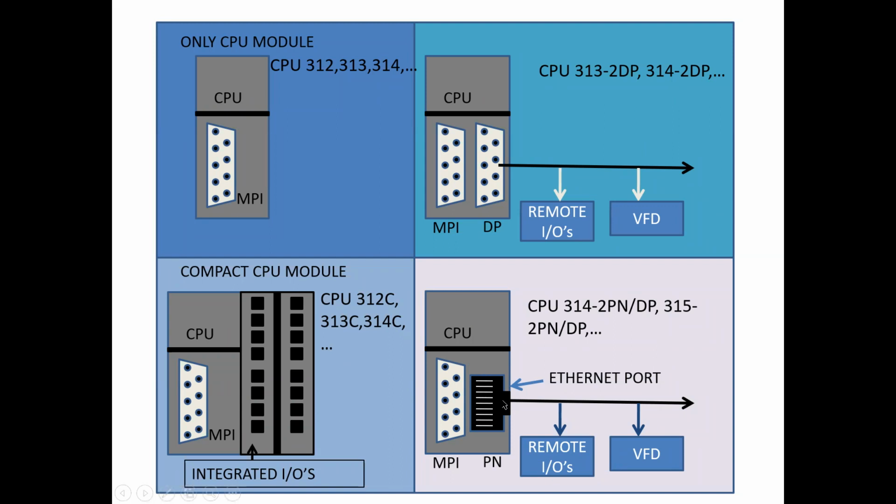And nowadays we are having PN ports on the CPU. PN means for Ethernet communication. Nowadays we are having remote IOs with Ethernet communication option. VFDs also we are having with Ethernet communication option, for faster data communication, data transfer. So in 1500 and 1200, they added an Ethernet port by default. Earlier there used to be MPI ports, so they are removing these MPI ports and connecting these Ethernet ports.